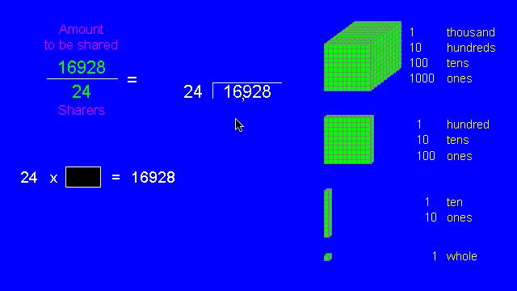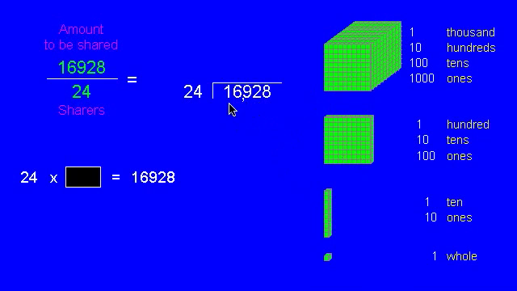One way to think about it is as a sharing process. If you had 16,928 candies or $16,928 shared among 24 people. So you have 8 single candies, 2 bars of 10, 9 boxes of 100, 6 crates of 1,000, and 1 truckload, say, with 10 crates in it.